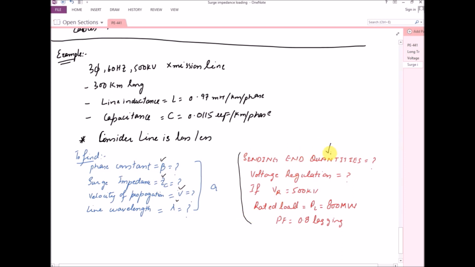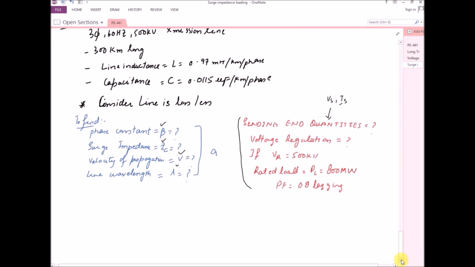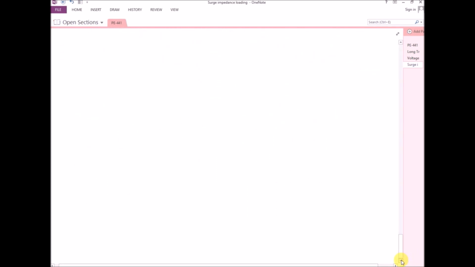And what are the sending end quantities? These are the source voltage and source current. Later we have to find the voltage regulation, and for the calculation of these two, sending end quantities and voltage regulation, we are given the receiving end voltage 500 kilovolt, rated load that is 800 megawatt, and the power factor that is 0.8 lagging. So now we are going to start the solution of the example.